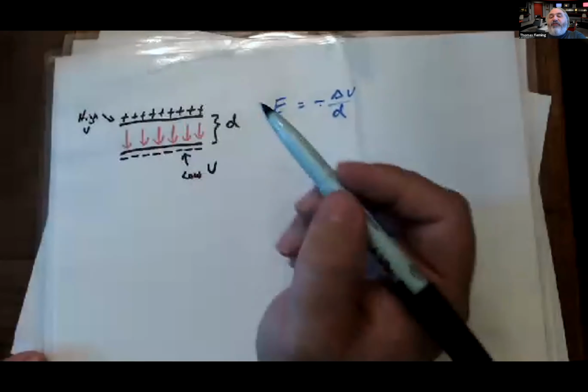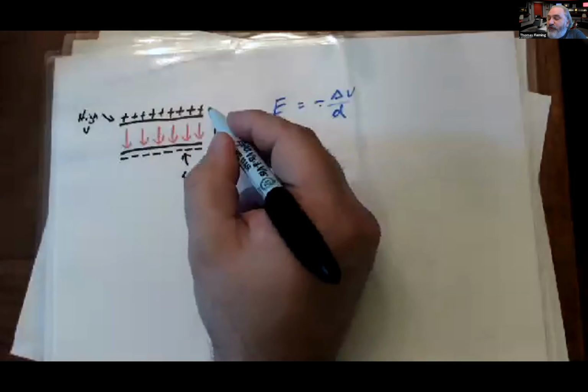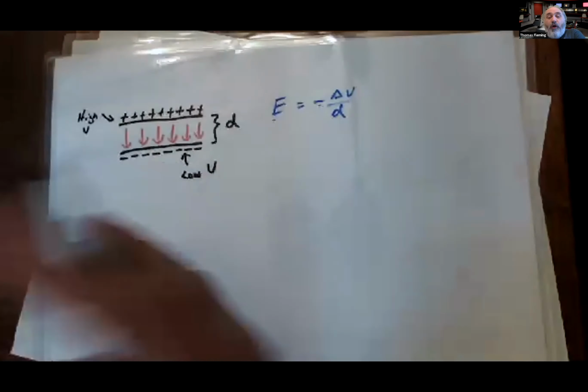So we would say that there is a potential difference across the plates. That's the terminology we'll use when we talk about this. We're saying there's a high V here and a low V here, so there is a potential difference, delta V, across the plates.